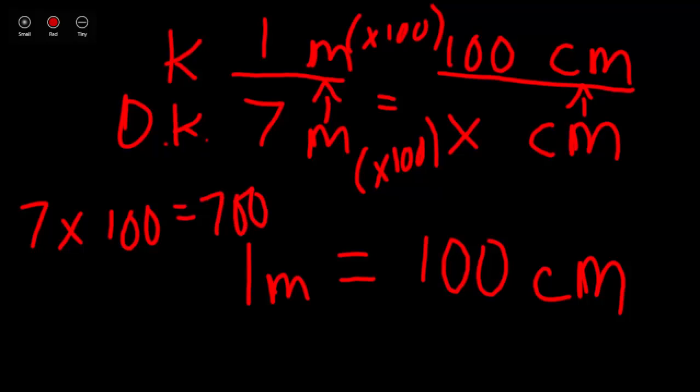Again, here we don't need to use a calculator. Pretty simple problem we can see. And we know that our unit is centimeters. So 7 meters equals 700 centimeters.